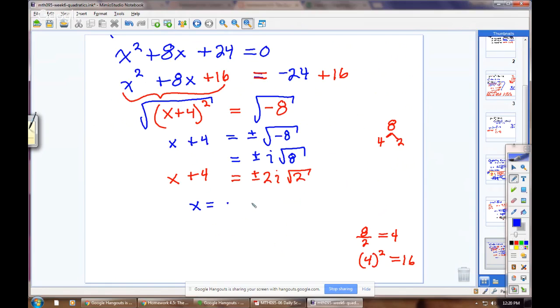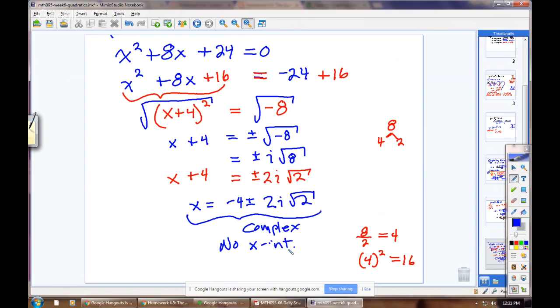x equals negative 4 plus or minus 2i square root of 2. Now, note, because this has an imaginary number, that it's complex, it means there should be no x-intercept.